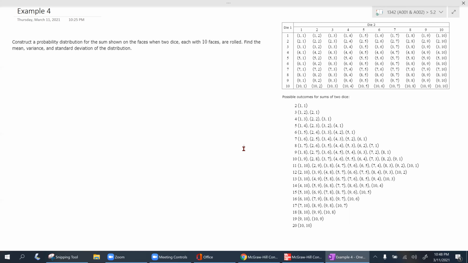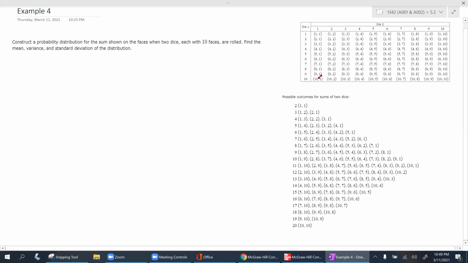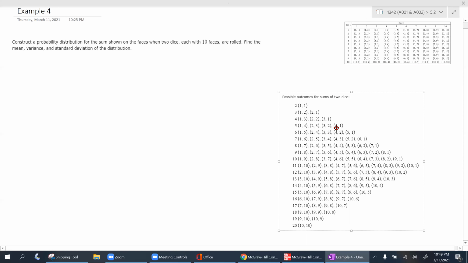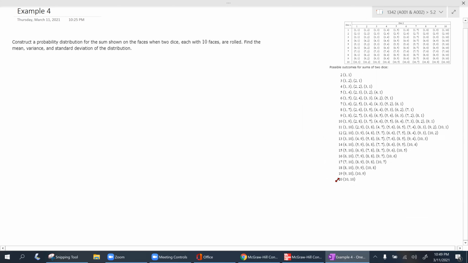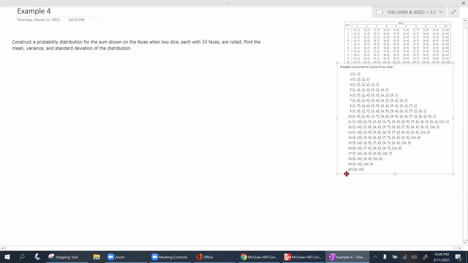This is my complete list of all the possible outcomes. Let's make this a little bit smaller here. Need some room. Now we need to build a probability distribution table of all the possible outcomes. So these are going to be outcomes between 2 and 20. These are all going to be possible outcomes between 2 and 20. Let me write this out here at the end.